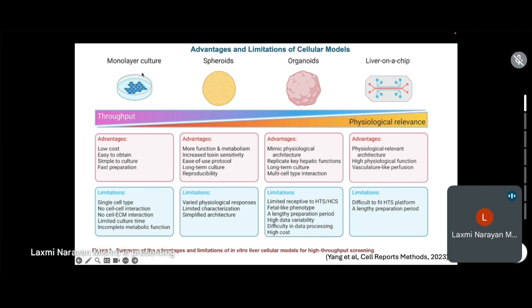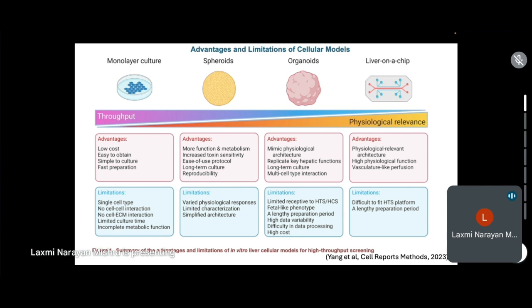2D culture is low cost, easy to obtain. Every lab everywhere in the world grows 2D cells. Simple to culture. Even a 10th grade student, if we teach them how to grow cells, can grow them. And there is fast preparation time. But the limitation is they have only a single cell type, no cell to cell interaction. There is no cell to extracellular matrix interaction. Limited culture time, we cannot grow for unlimited time, and there is incomplete metabolic function.